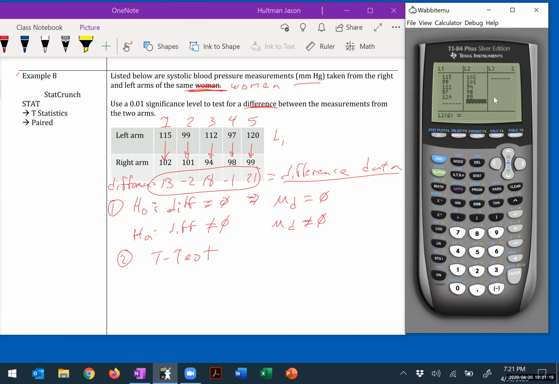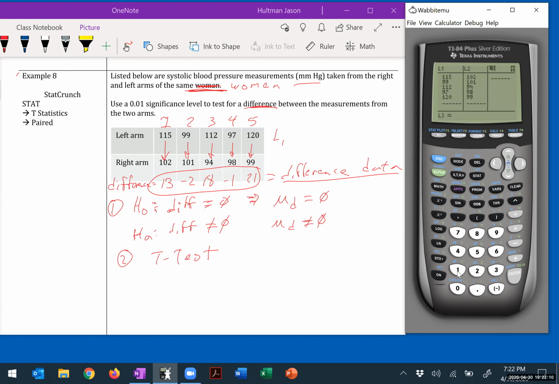I'm going to arrow up until it highlights list 3, and then I'm going to tell list 3 what I want it to be. What do I want list 3 to be? Well, I want it to be L1 minus L2. I want list 1 minus list 2. So how do I do that? Well, I go second and then 1, second 1.